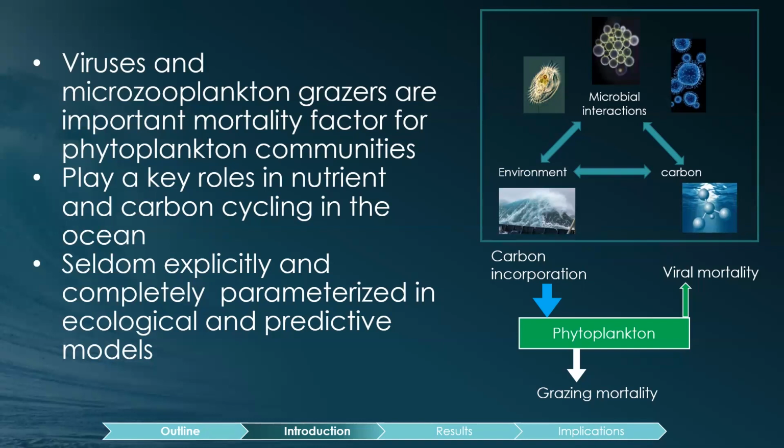And these two have substantially different impacts on the flow of carbon through the marine ecosystem, as I showed with that wire diagram in the beginning. And one of the biggest problems is that they are seldom explicitly and completely parameterized in ecological and predictive models. Typically, ecosystem models only include a linear or density-dependent mortality. And what I hope to convince you of today is that the data I will present highlights that such a general loss term is insufficient to capture processes underlying accumulations in phytoplankton biomass and the flow of matter and energy in marine ecosystems.